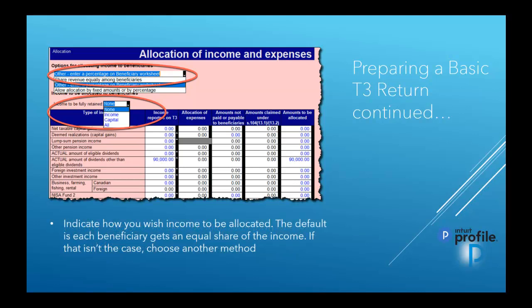You have the option on how you want to indicate or wish that income to be allocated to the beneficiaries, because ProFile by default will equally share or allocate the income equally amongst the beneficiaries. So if that isn't the case, you have the ability to choose or change that under the options for allocating income. If you click on the drop down, it will give you other options, whether it's percentage or a fixed amount, and you can choose that and allocate the share of income to your beneficiaries.